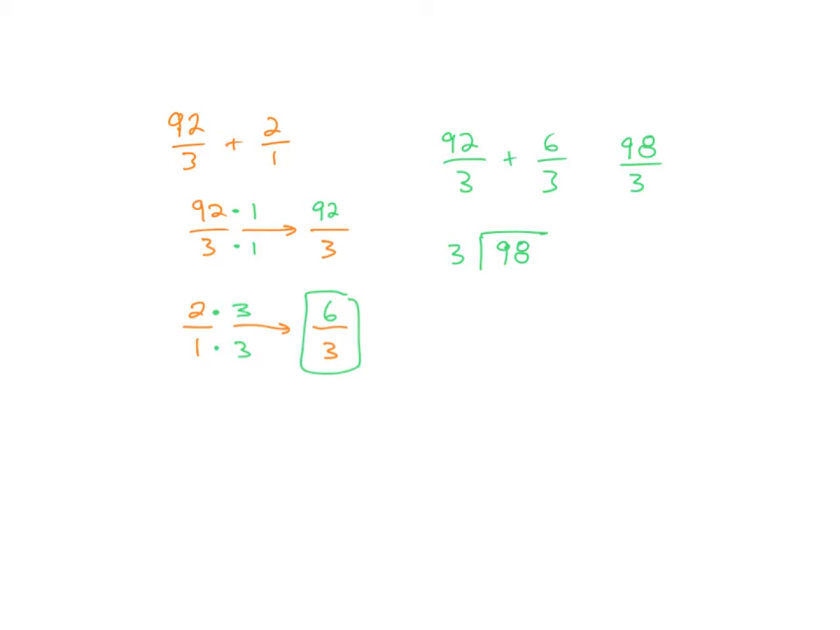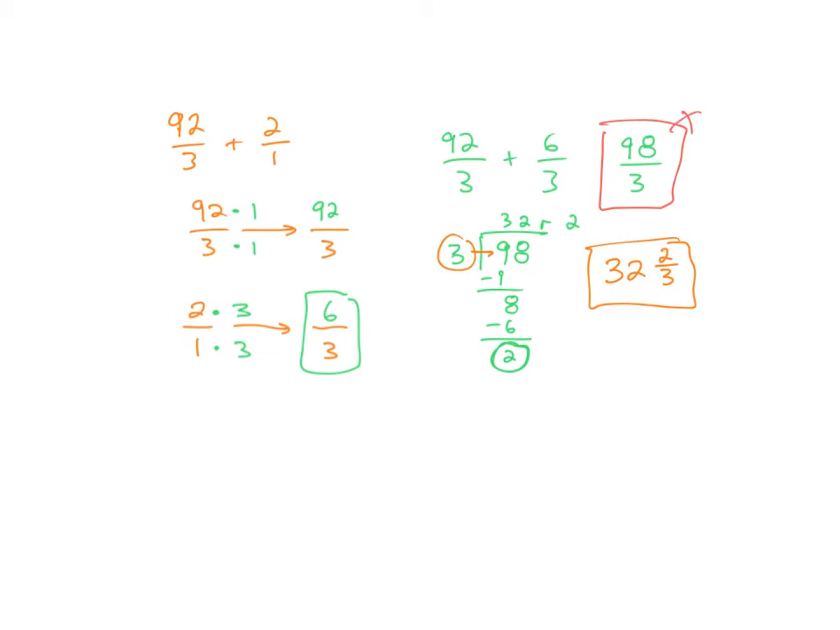And then what I'll do is I'll look at it like this. 98 divided by 3, so 3 goes into 9 3 times, minus 9, I get to 8. 3 goes into 8 twice, 6, and I get this remainder of 2. So I get 32 remainder 2, and basically what that's saying is 3 goes into 98 32 times, and there's 2/3 of a whole left over. And this is our mixed number that we need to use, because remember, we can't use this improper fraction. We have to change it to a mixed number.